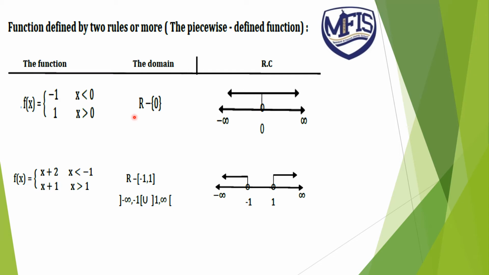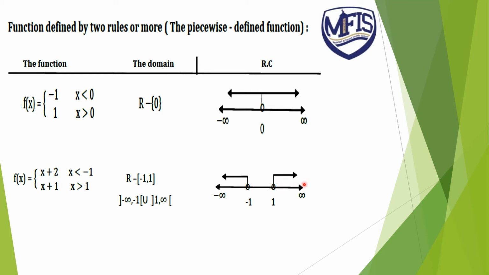Another example. If f of x equals x plus 2 when x is smaller than -1, and x plus 1 when x is greater than 1. Here we have two numbers for x, -1 and 1. Then we draw the number line and get -1 on the left and 1 on the right, and draw the number line from -infinity to -1, and from 1 to infinity.